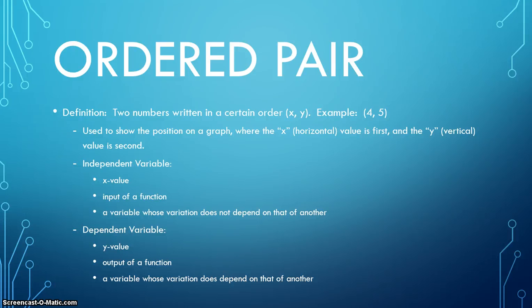Now, an ordered pair always has the x value or the horizontal value first and the y value or the vertical value second. And as we said, there are different ways of naming the x and y value. Another name for x is independent variable or input. Remember, the independent variable is what affects the dependent. And the dependent variable is the y, or the output. It's what is being affected by the independent, or the x value.